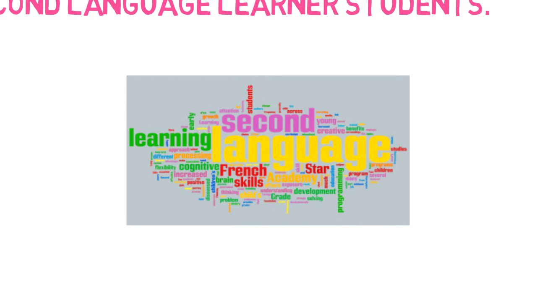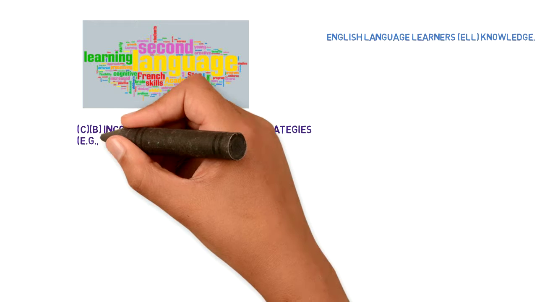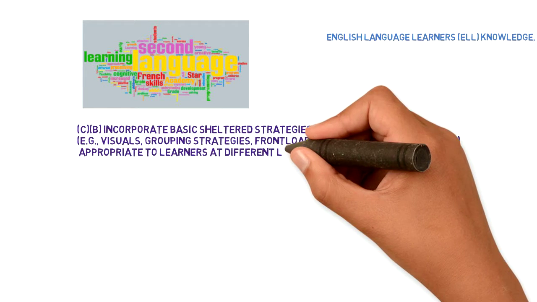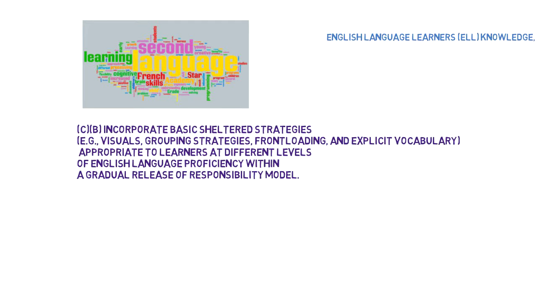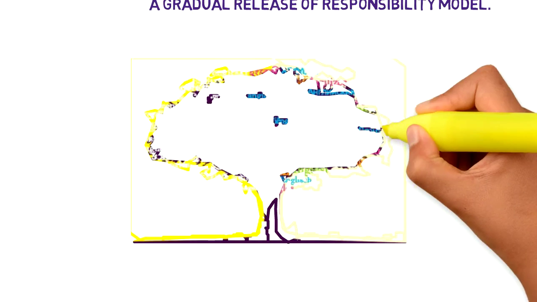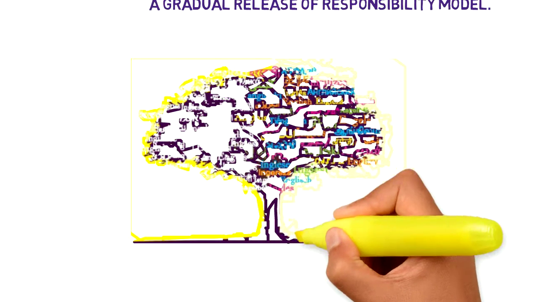The next standard: incorporate basic sheltered strategies, visuals, grouping strategies, front-loading, and explicit vocabulary appropriate to learners at different levels of English language proficiency within a gradual release of responsibility model. This means that best practices help ELL students learn all subject matters. Comprehensible input is the main thing to remember, and provide information in a way that every student can understand using pictures, gestures, videos, objects, etc.